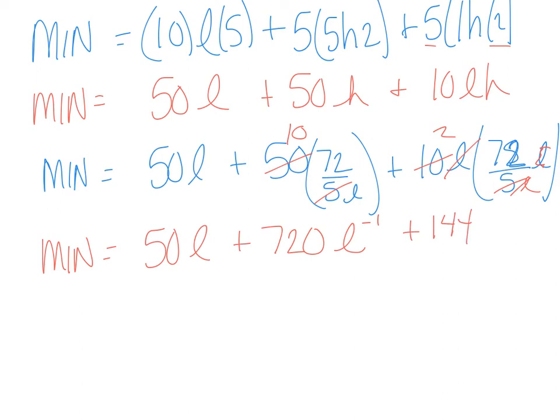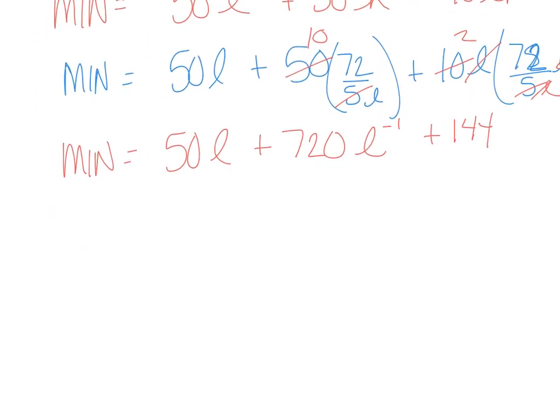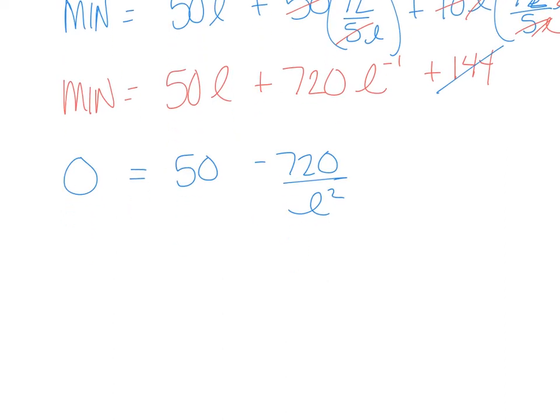Okay, so now I have my minimum function in terms of one variable. Simply going to take its derivative, set it equal to 0. So that's 50 minus 720 over L squared. And then the derivative of 144 obviously cancels. I'll get that common denominator, so multiplying by L squared. So you should have 50L squared minus 720 all over L squared. I'm going to set both that top and bottom equal to 0.